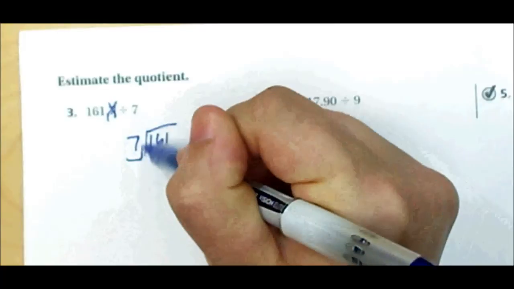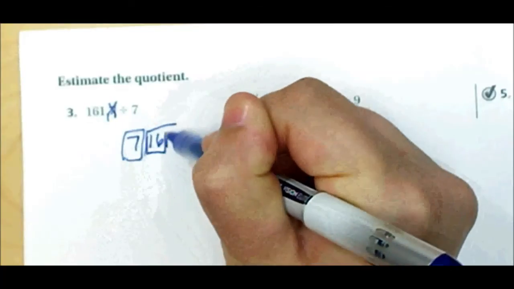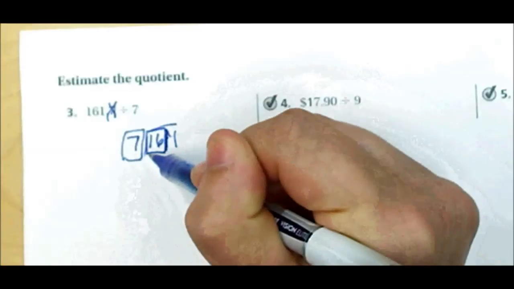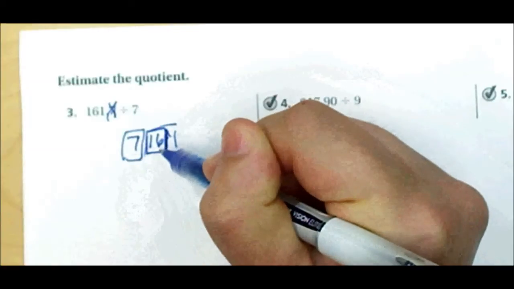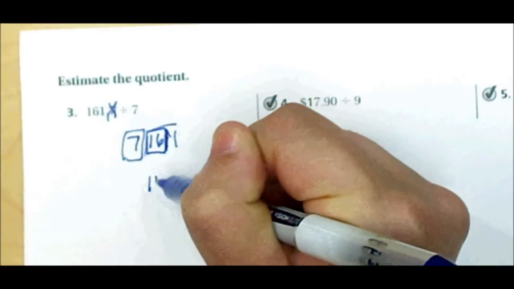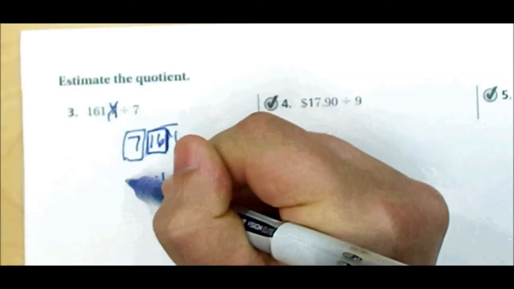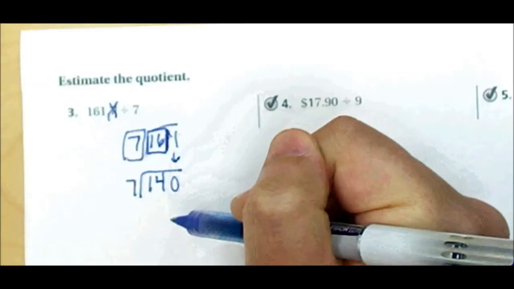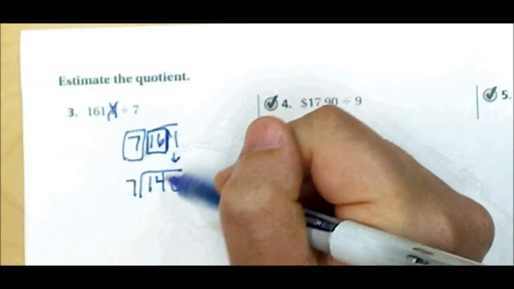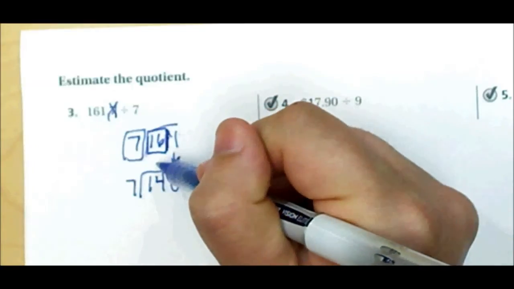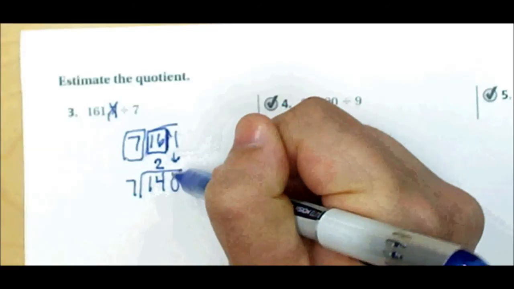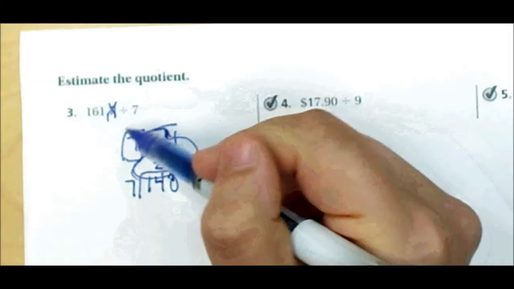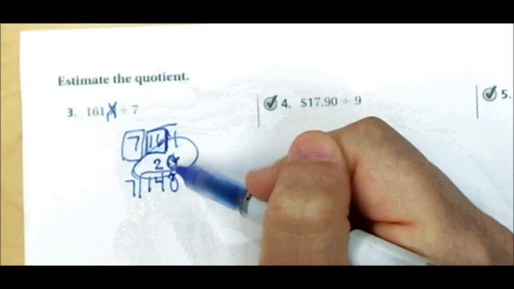So I look at the 7, and I look at the 16, and I think, well, what multiple of 7 is close to 16? And my answer is 14. And this 1 becomes a 0. Don't forget that. So 7 goes into 14 2 times, and then I bring up the 0, and I get 20. 161.7 divided by 7, it's about 20.